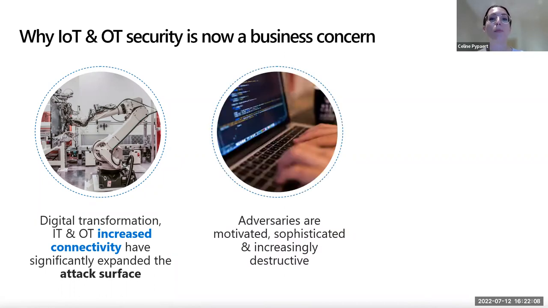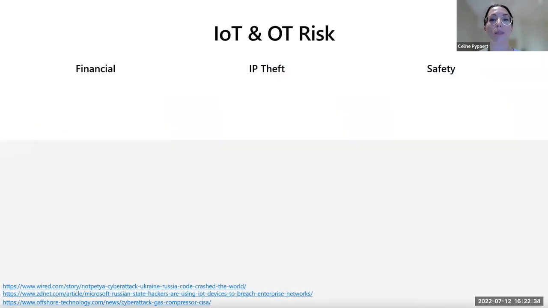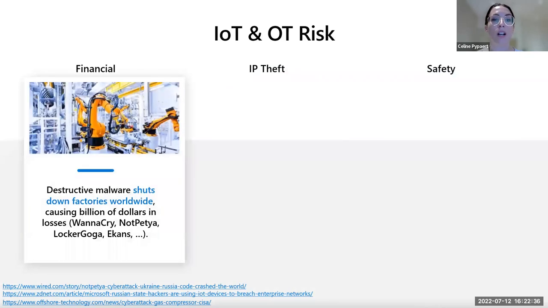We also have to think about the fact that adversaries are more motivated, whether financially or politically, and for other reasons. They are actually targeting OT environments, and there is OT-specific malware that exists. Another big trend is that security operations centers tend not to have visibility into their IoT and OT risk. That's another really big key risk there.